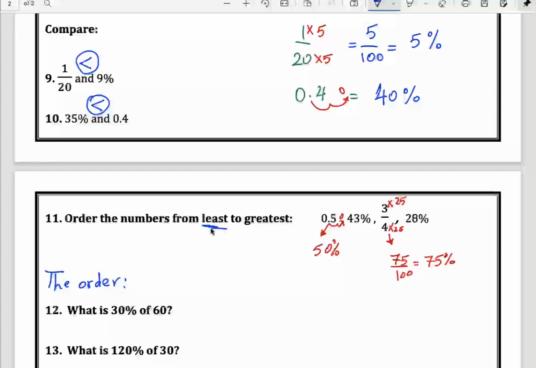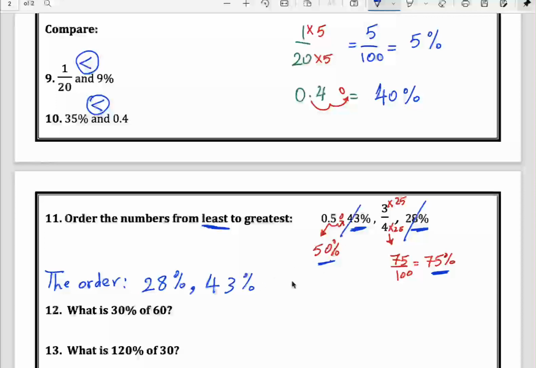We need the least first, the smallest. The smallest here, we are comparing percents: 50%, 43%, 75%, and 28%. So the smallest is 28%. Then we have 50%, 43%, and 75%. So 43% is the smallest.